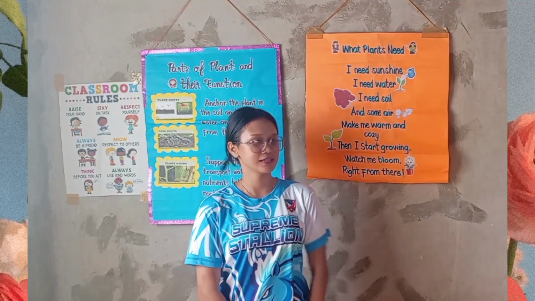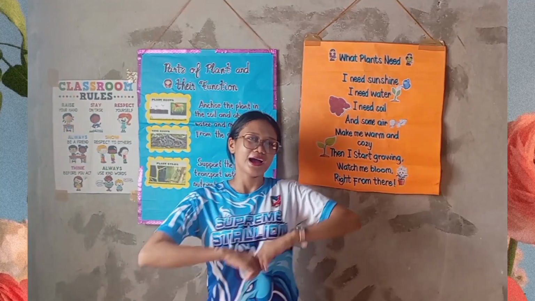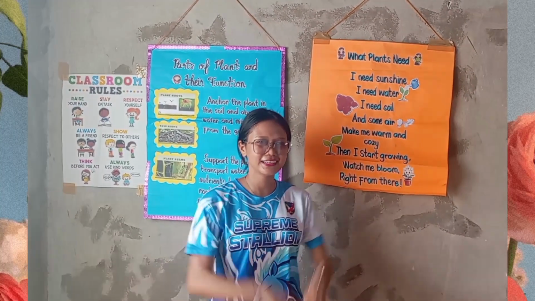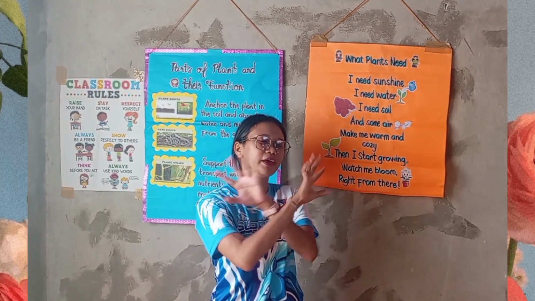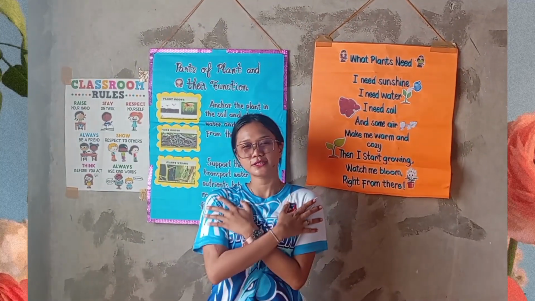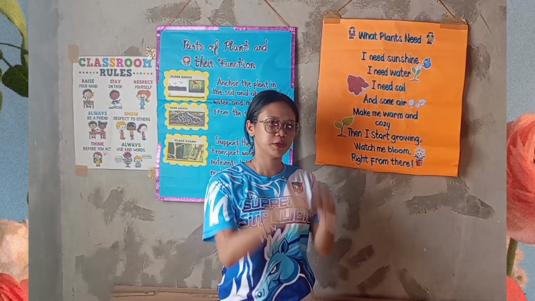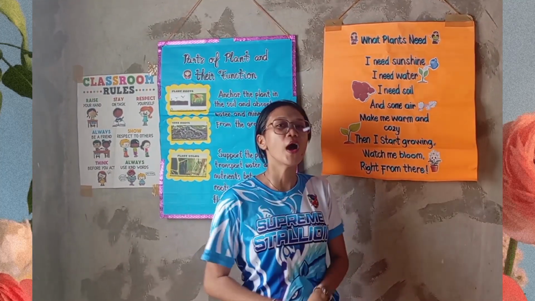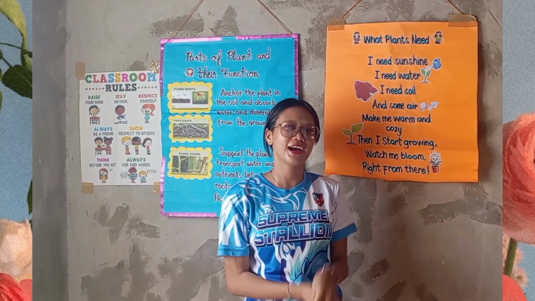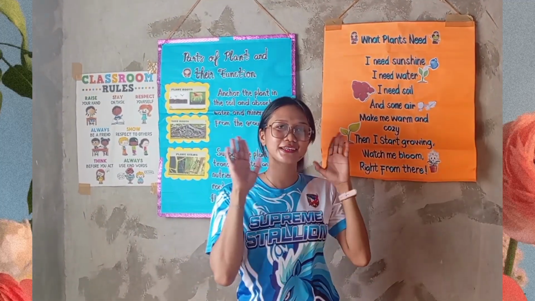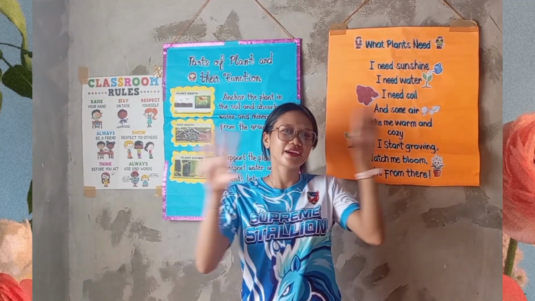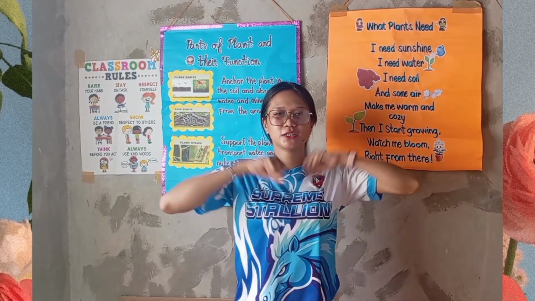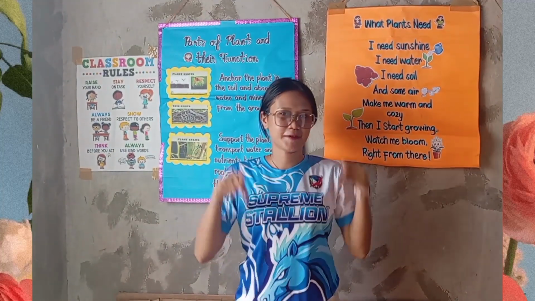What plants need. I need sunshine, I need water, I need sun and some air. Make me warm and cozy. I start growing, watch me bloom right from there. Let's sing, everyone. I need sunshine, I need water, I need sun and some air. Make me warm and cozy, then I start growing, watch me bloom right from there.